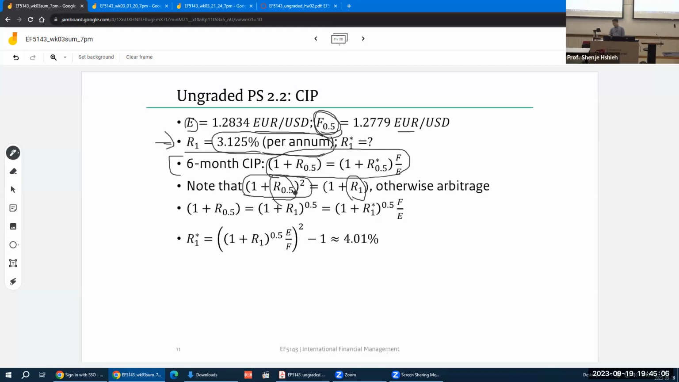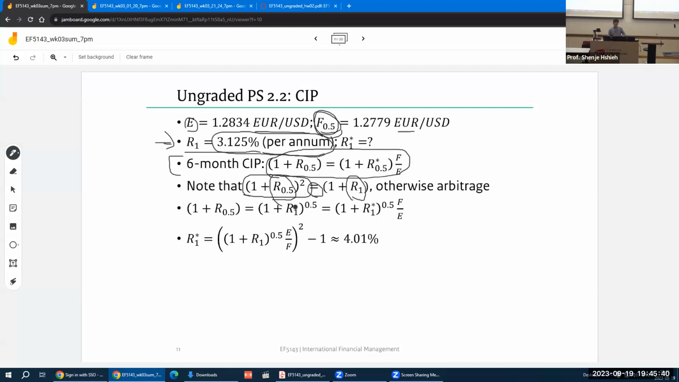Now, putting in my money in the deposit rate, rolling it over for another 6 months for a full year should give me the same returns if I put my money in a 1-year deposit and I take it out 1 year later. So that's what this equal sign means, right? Those two cash flows must be the same, otherwise arbitrage. Solving for R 0.5 just means taking the square root of both sides and subtracting 1, if you want to do that, but you don't need to. I think it's easier if you just take the square root of both sides for now.